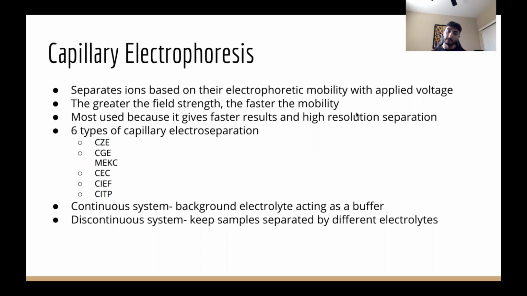And then we have two different types of systems, continuous and discontinuous. A continuous system is where the background electrolyte acts as a buffer. And then in a discontinuous system, the samples are separated by different electrolytes.